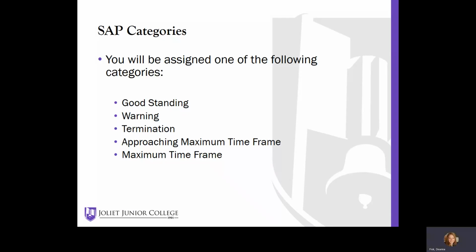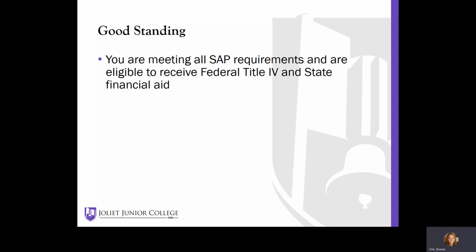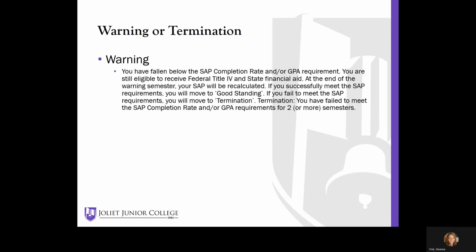When end of term SAP is calculated, you will be assigned one of these statuses. If you are in good standing, then you are meeting all three of the SAP requirements and are eligible to receive financial aid. If you are on warning status, that means that you have failed to meet the SAP completion rate and/or GPA requirement. While on warning status, you are still eligible to receive financial aid. However, if you fail to move to good standing after your next semester, you may be placed on termination.